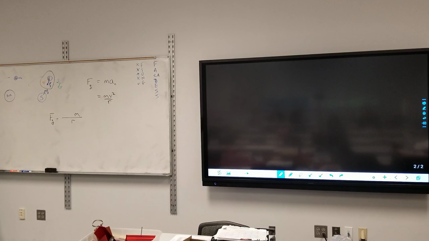So, this is a unit conversion. This is known as the gravitational constant. This one is constant.